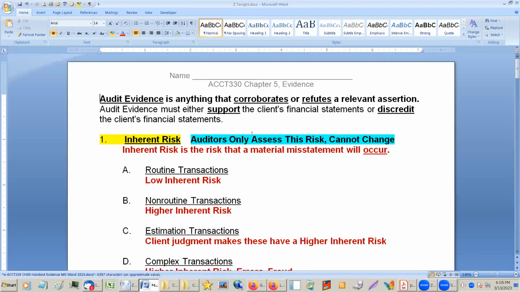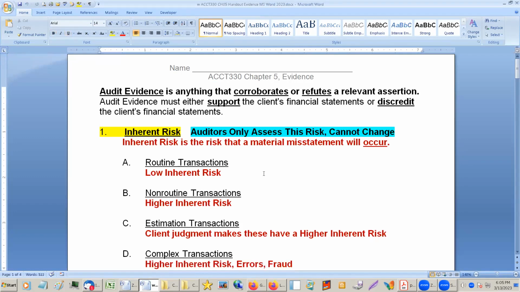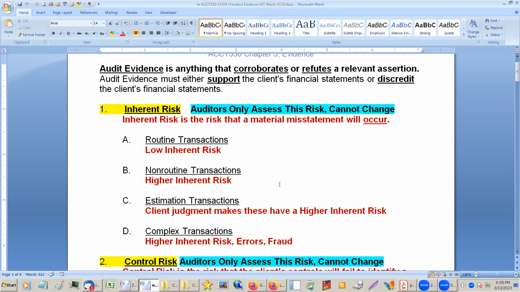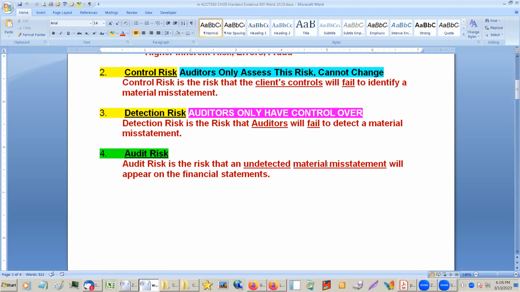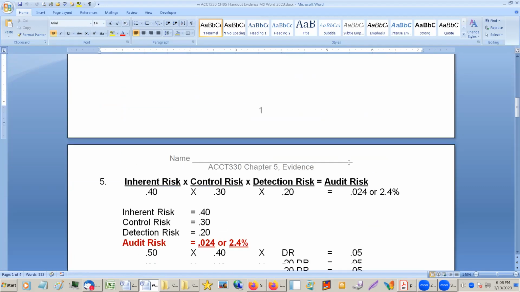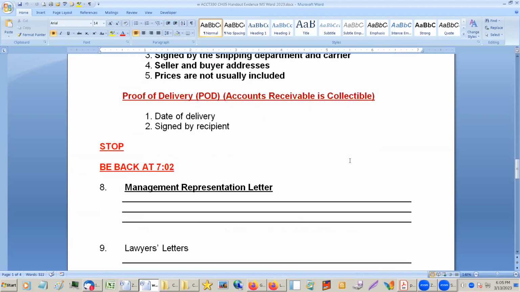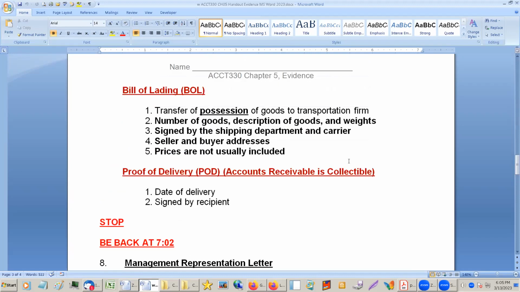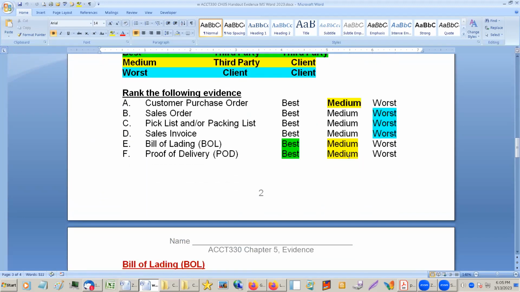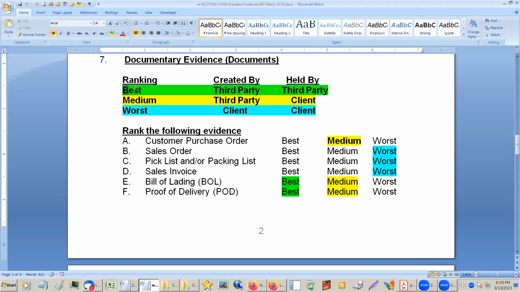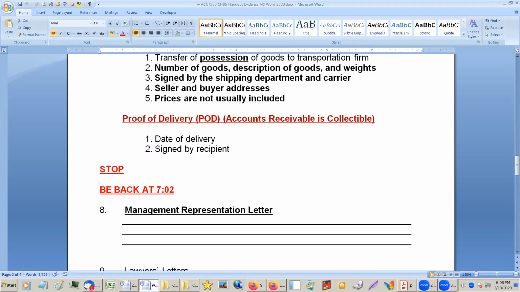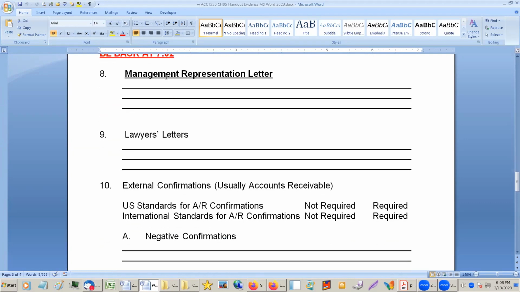Okay, so let's jump into the chapter 5 handout, evidence. And evidence, of course, as we talked about last time, is what we need to form an opinion. Of all these documents, generally the stuff that comes from the third party and is held by the third party is the best evidence. Talk a little bit about that. Bill of lading is an important one. Okay, management representation letter.